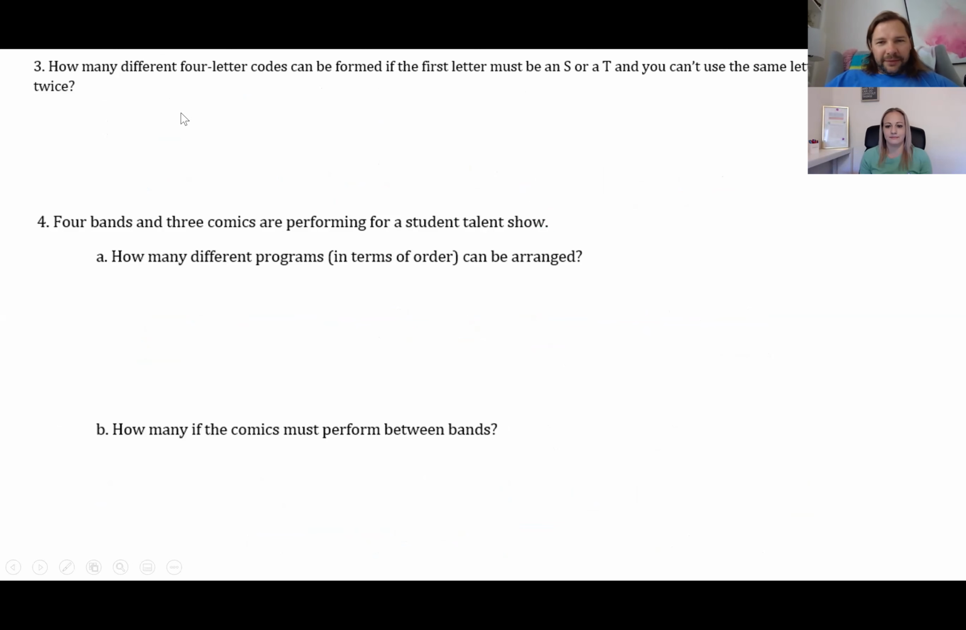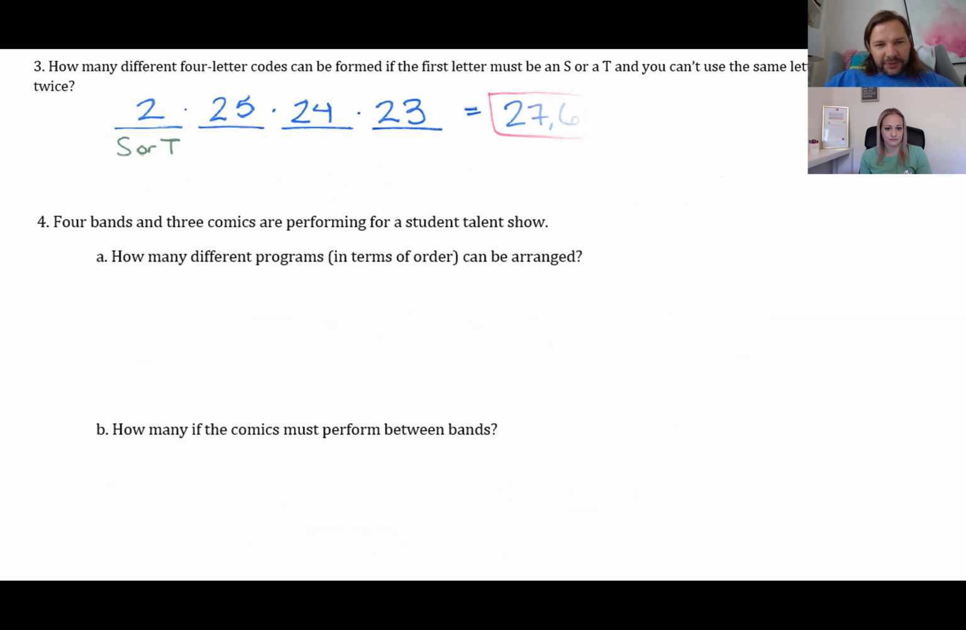And so we have S or T are only 2 options for the first letter, and then it must go 25 times 24 times 23 because we can't use the same letter twice. So as soon as you use S or T, that must go there. And then we can use any letter we want, but we can't use the S or the T that we used in the first place. There are 25 options for the second letter. And then because we've used 2 letters, there's only 24 options for the third, and then 23 options for the fourth letter. So there are 27,600 codes, just like a number of different passwords or something if you had a 4-letter password. Yep. Okay.